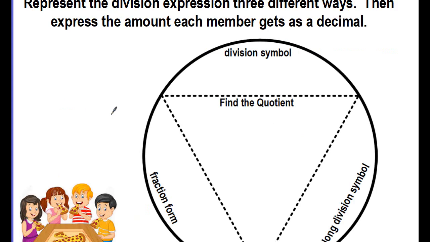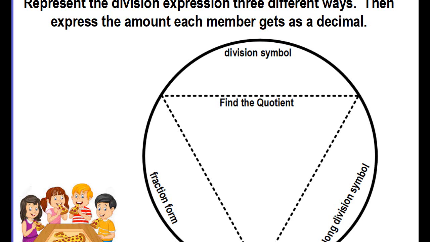Okay, so we're going to practice setting up some division using the 3 different ways to write our division expression. So 8 members of the math club equally shared 3 pizzas. Represent the division expression 3 different ways, then express the amount each member gets as a decimal. So think about what it is we're talking about. We're talking about 8 members of the math club, and we're talking about the 3 pizzas they're sharing.